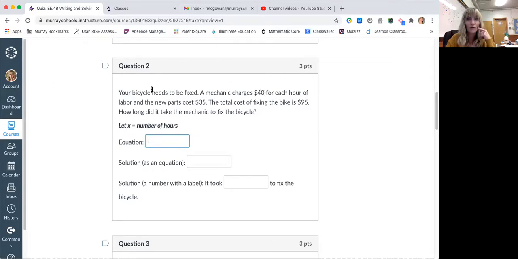$40 for each hour or $35 for the parts? $40 per hour. X is the number of hours, so X goes with 40. $40 per hour plus the $35 for parts equals 95. You know what I'm doing right now? I'm writing number 2 on my paper, and I'm writing that equation down. 40x plus 35 equals 95.